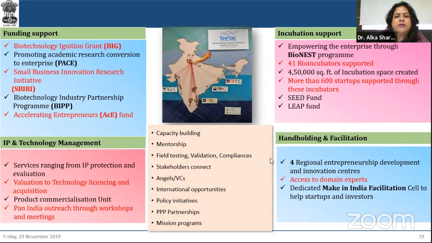So the support is being provided in terms of financial support through various schemes, intellectual property and technology management, incubation support, and also handholding and facilitation.